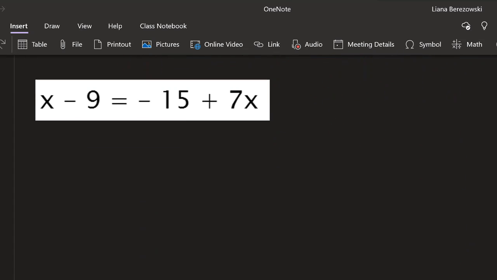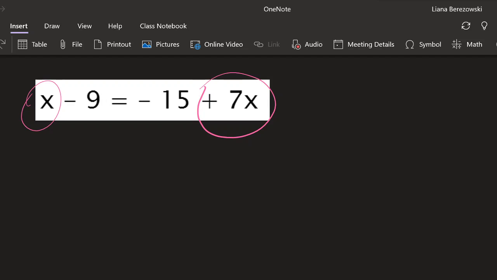We'll just jump into the next one. So this next problem here, we have x minus 9 on one side, and then negative 15 plus 7x on the right. So we have two variables here. They're both the same terms though, right? These will be like terms. So we have an x on the left as well as a positive 7x on the right.